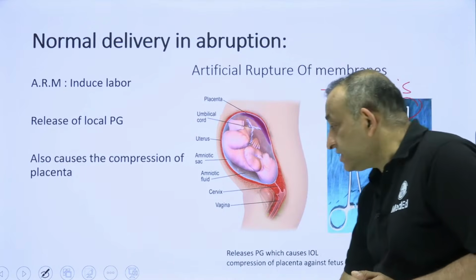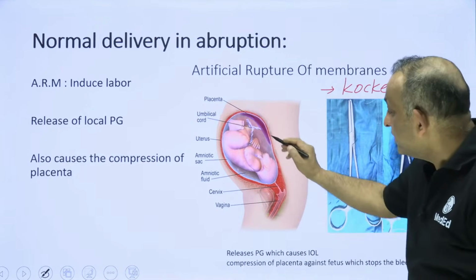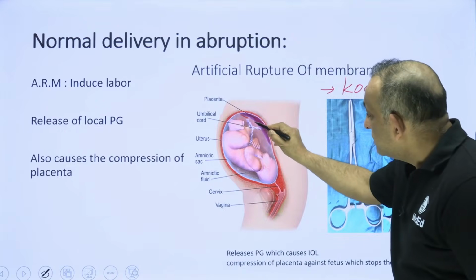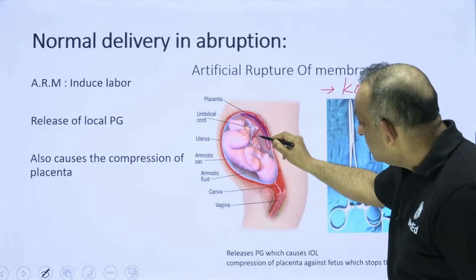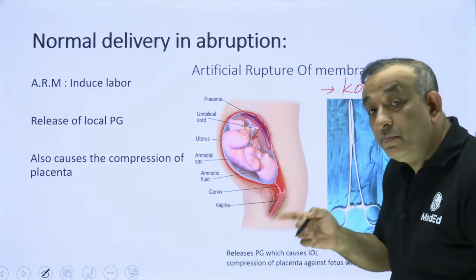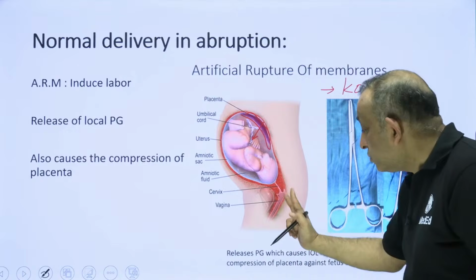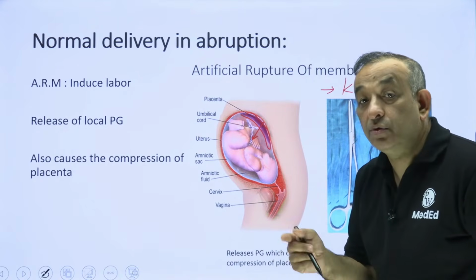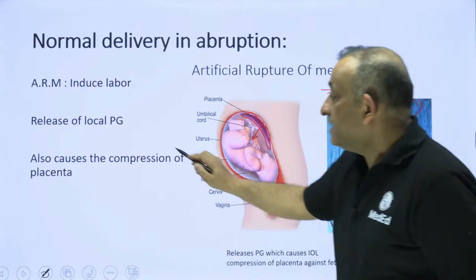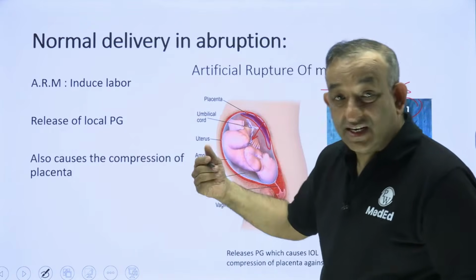Also, when you do the rupture of membranes, the placenta is here. The uterine muscle will compress the placenta against the body of the baby. So bleeding will reduce. Also, you've gone through the cervix and you've irritated that area. So that is going to release prostaglandins. So that also causes induction of labor.